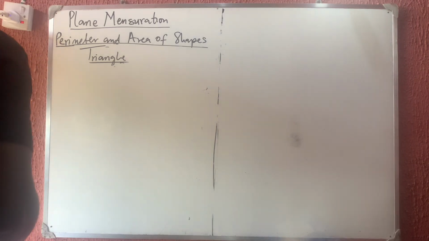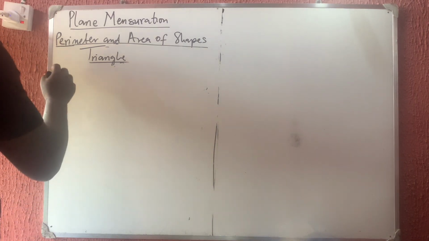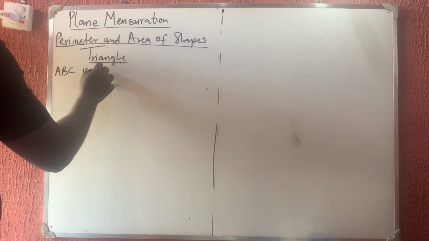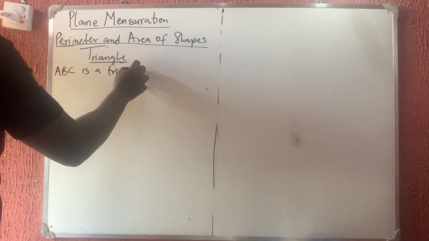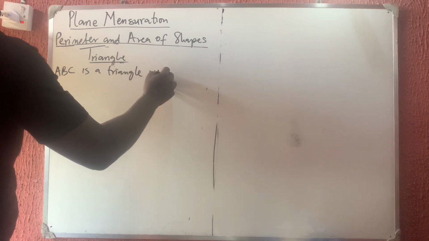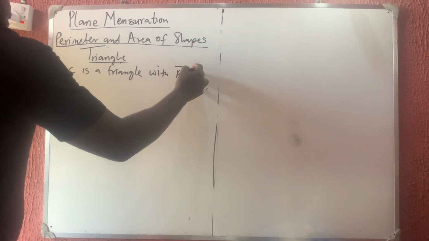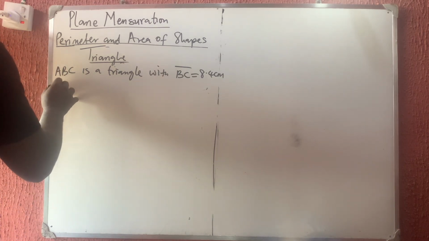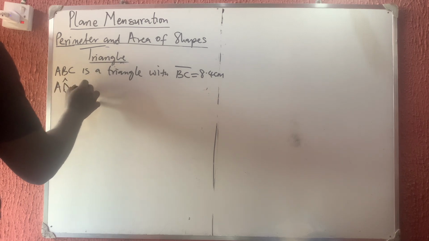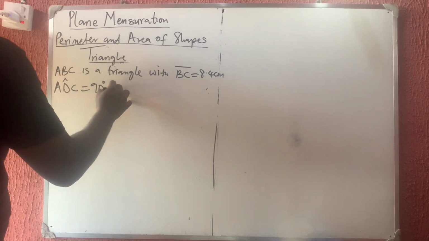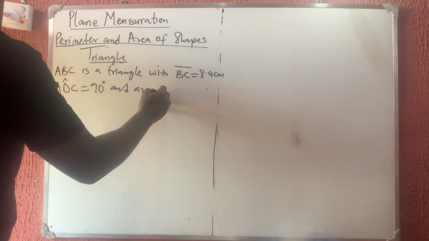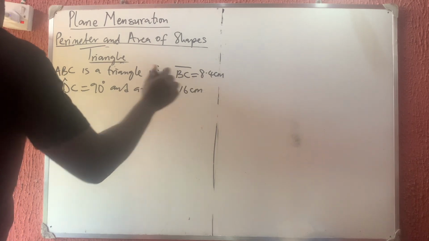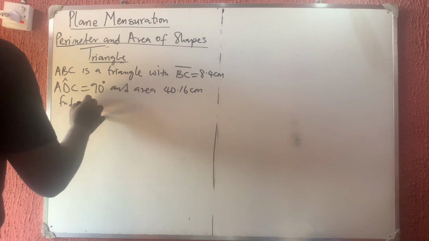So question number 3 said, ABC is a triangle with line BC to be equal to 8.4 cm, then angle ADC to be equal to 90 degrees, and area to be 40.16 cm squared. Then I say we should find line AD.